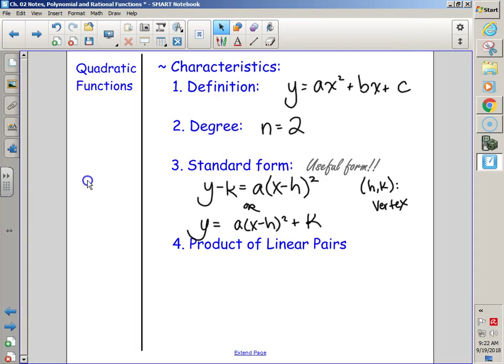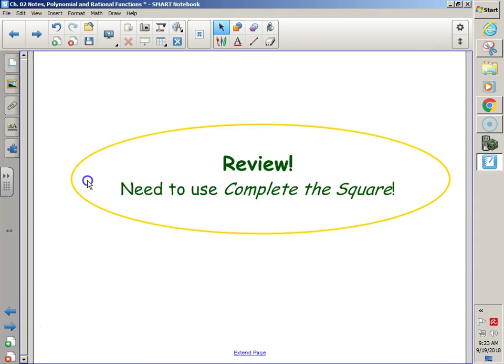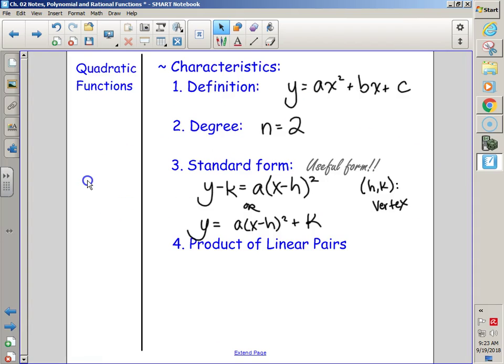It depends on the orientation of the parabola. It depends on the concavity, whether it's up or down. And Kyle, why did you say it depends on A then? Because A is positive, is up, negative is down.